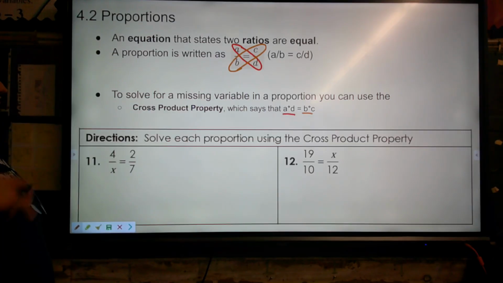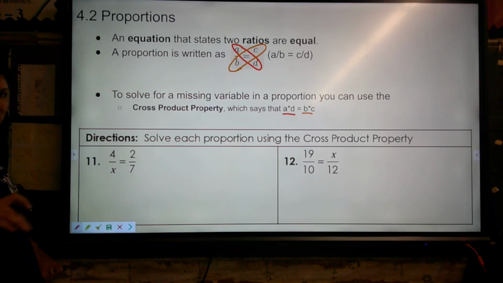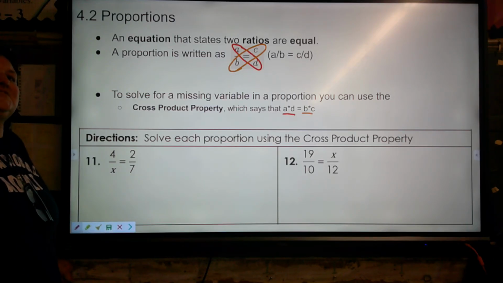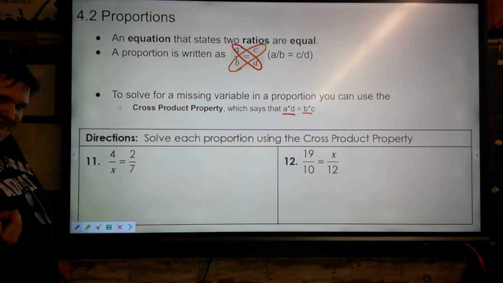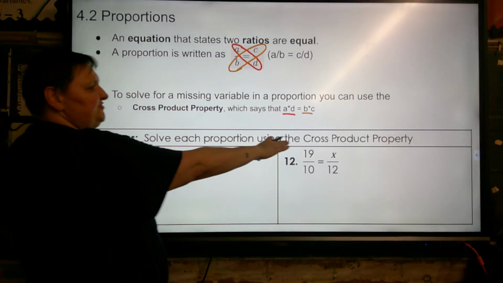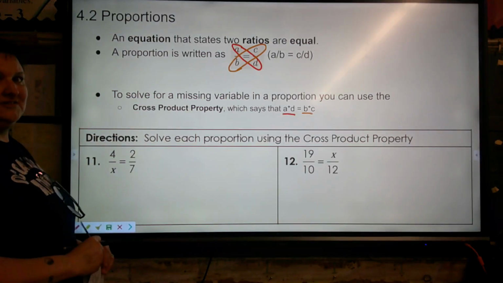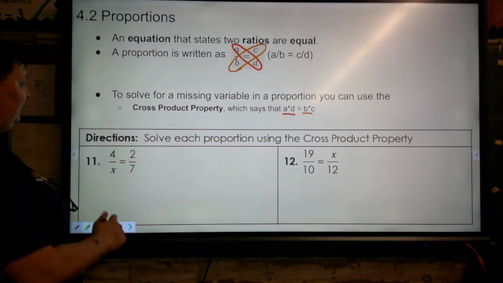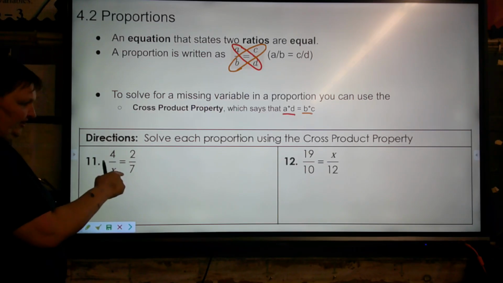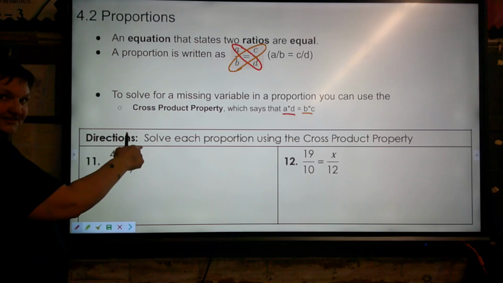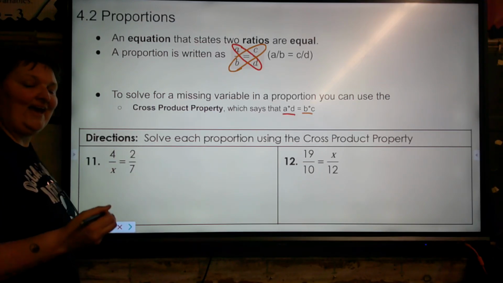Right? So let's see what this would look like. There are other ways to do this, and we'll get into them, but this is the simplest until your brain understands the concept of proportion. All right? Solve each proportion using the cross product property. Please show your work. It's like 2 steps. Okay? Because this ratio is equal to this ratio, I can multiply across. It doesn't matter where I start as long as I go diagonally.